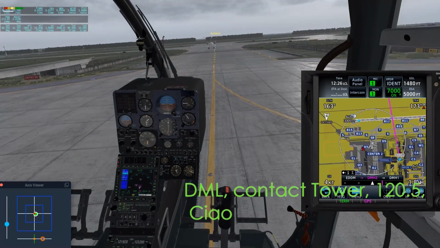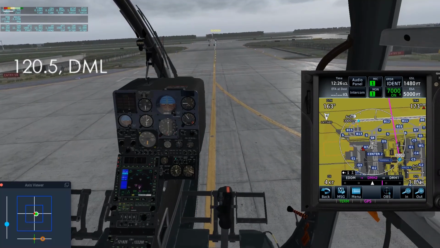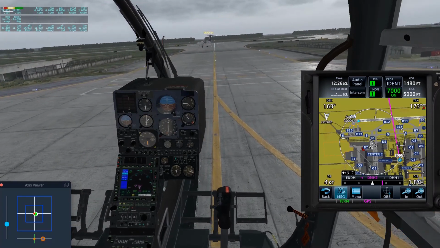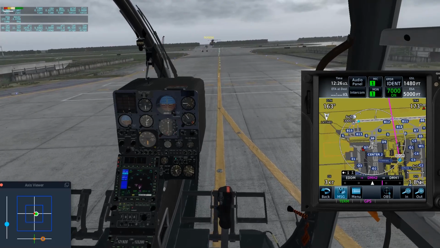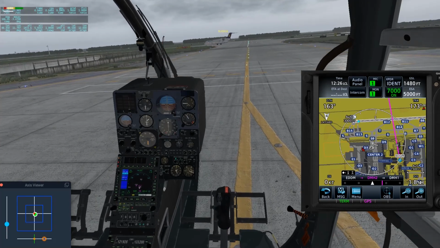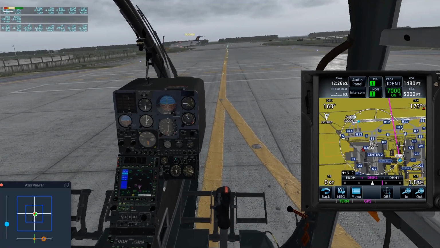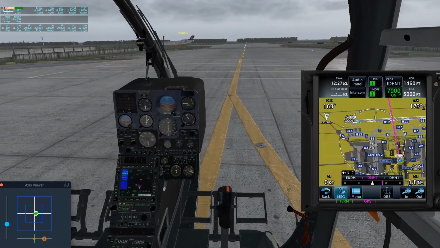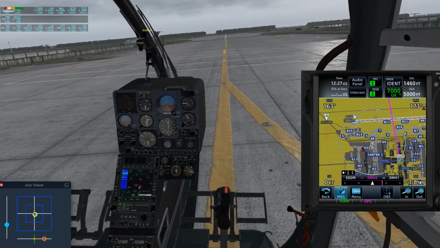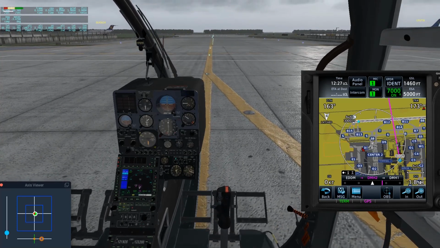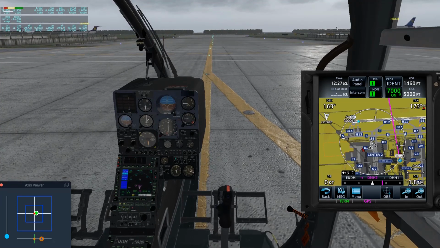Delta Mike Lima, contact tower 1205, ciao. 1205, Delta Mike Lima. Ciao. Lufthansa 5 Lima Echo, guten Abend, pushback approved, facing south on the blue line. Push approved, facing south on blue line, Lufthansa 5 Lima Echo. München ground, good afternoon, Lufthansa 2492, stand 251, ready, pushing startup. Lufthansa 2492, grüß dich, pushback approved, facing north, make a short pushback, please. Push start approved, facing north, short pushback, Lufthansa 2492. Lufthansa 1232, left turn Oscar 2, entries here right.